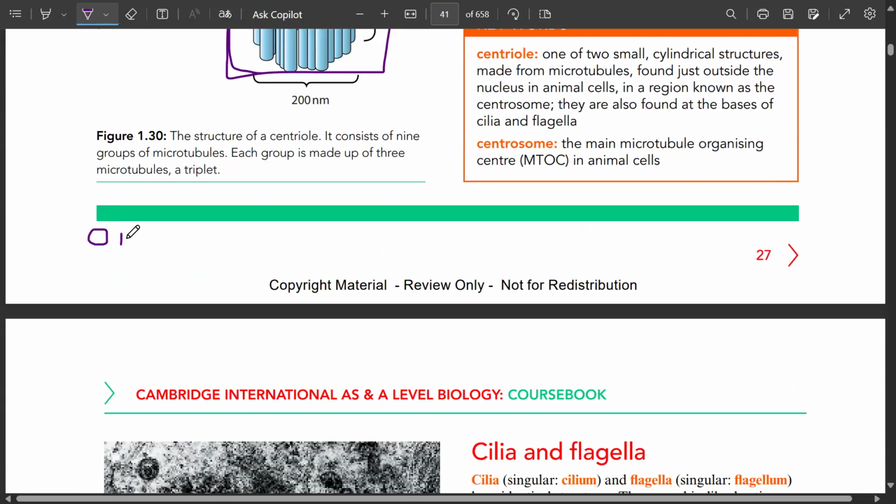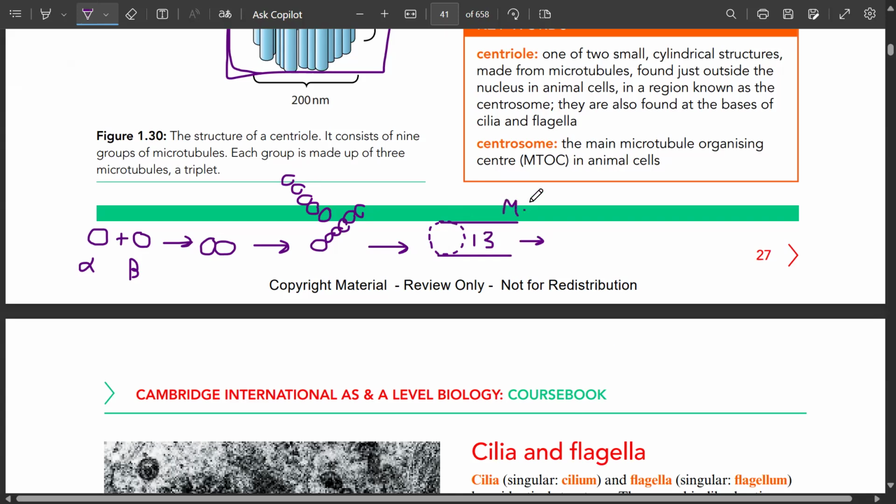Alpha tubulin plus beta tubulin created what? A dimer when they joined together. These dimers created what? Protofilaments. Got it? Then these 13 protofilaments join together to make one microtubule. And now nine triplets of these microtubules, or you can say 27 microtubules, join together to form one centriole.